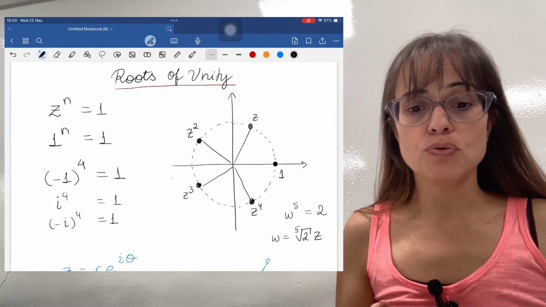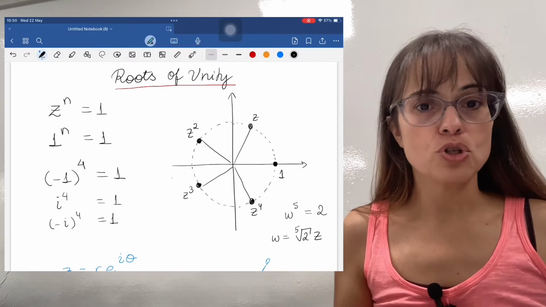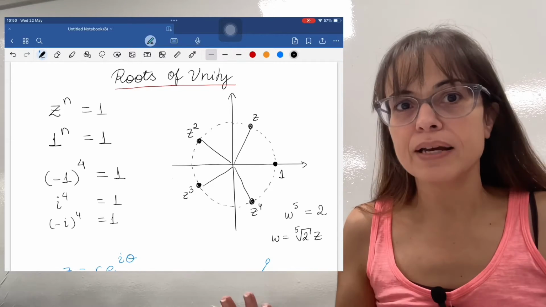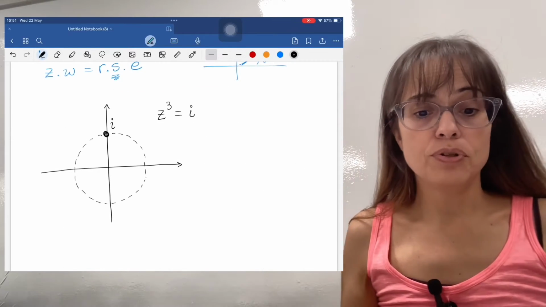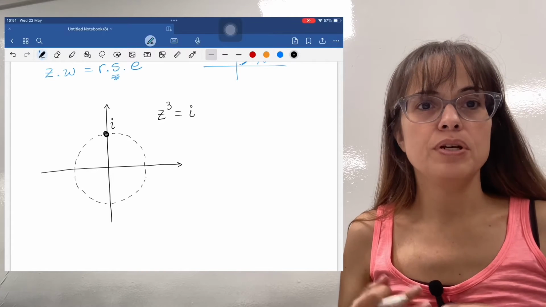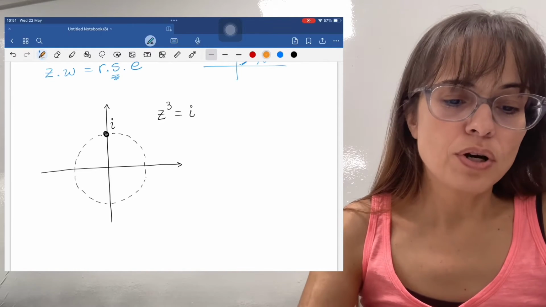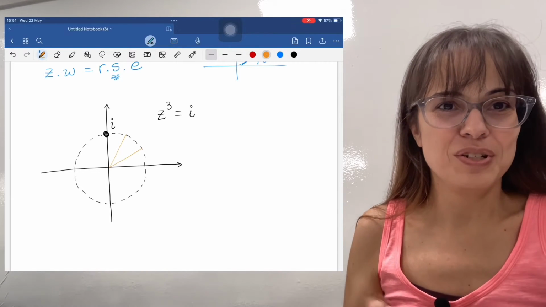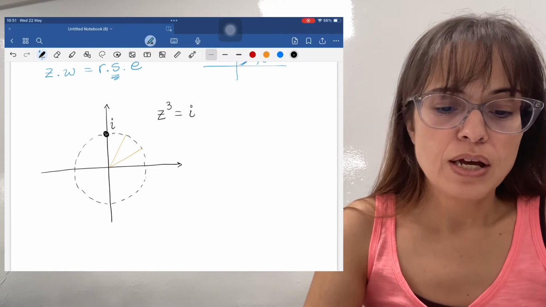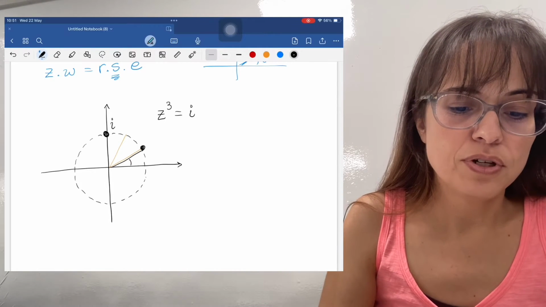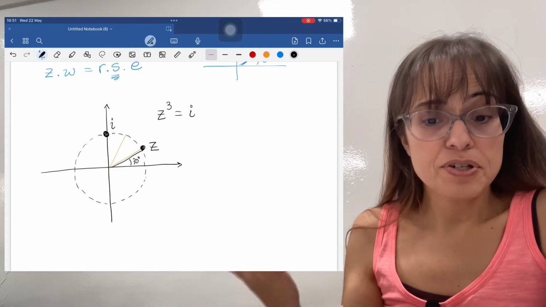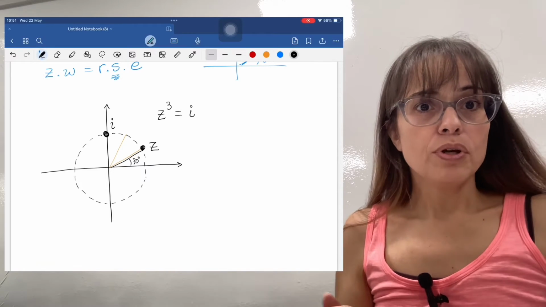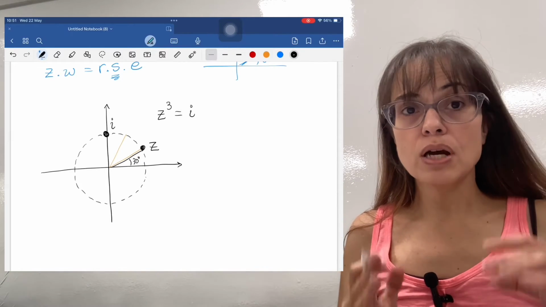But this is also useful to get roots of numbers that are not 1. So maybe what if you want the cubic roots of i, for example. So now you're looking for numbers such that z to the power of 3 is i. Well, there is one in the first quadrant that you can find just by splitting the first quadrant into 3 equal pieces like you usually do. And this is just going to be 30 degrees right here. That is your first number such that z to the power of 3 is i. But now, if you want the other two, you don't need to calculate anything.